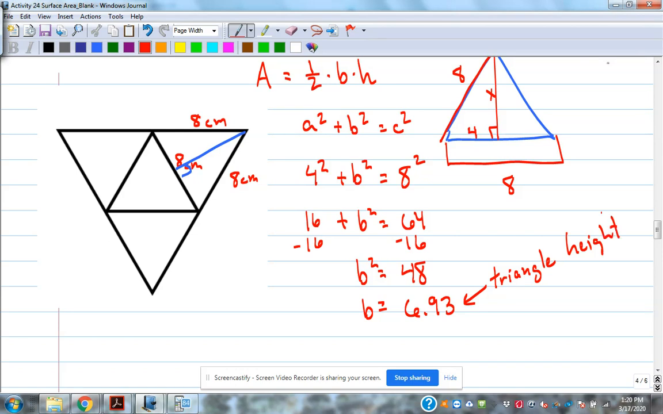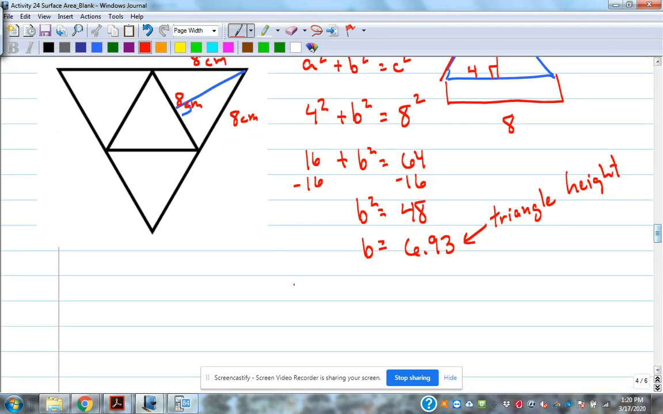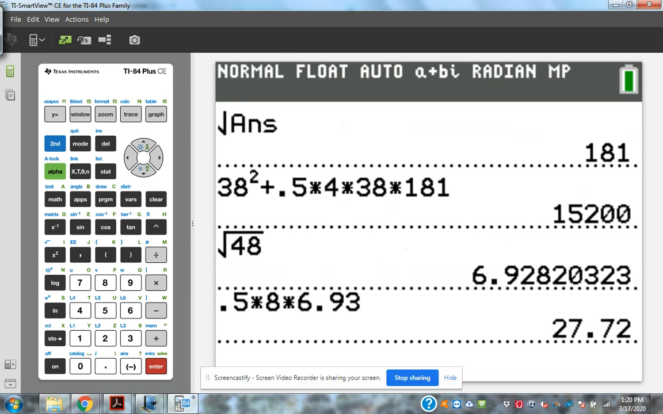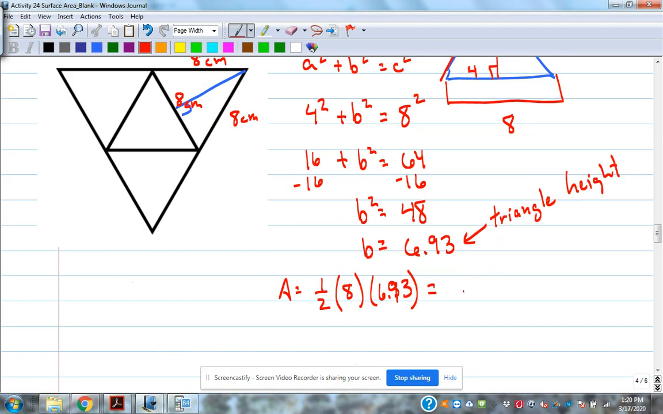Okay. So let's find the area of that triangle, and then there are 1, 2, 3, 4 of them that are the same. So the area of the triangle, 1/2. The base length is 8. The height is 6.93. 0.5 times 8 times 6.93. 27.72.